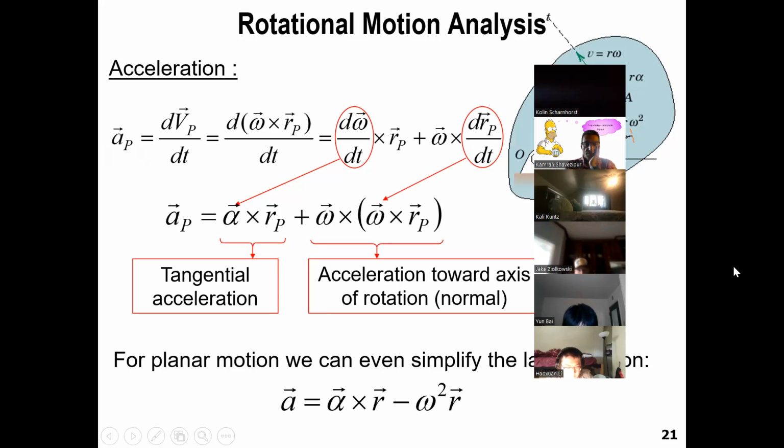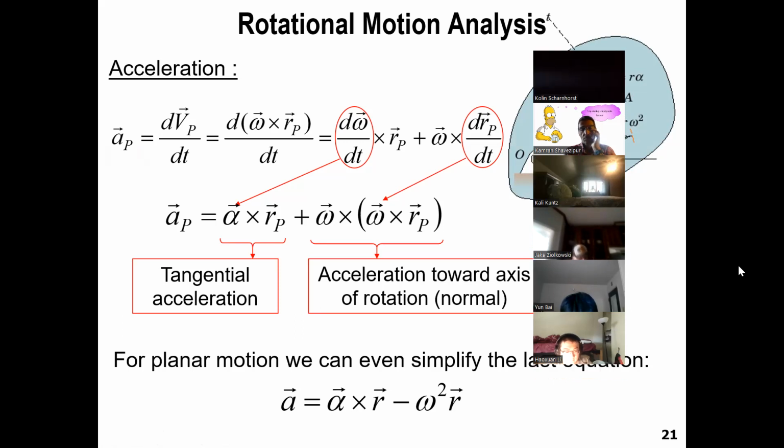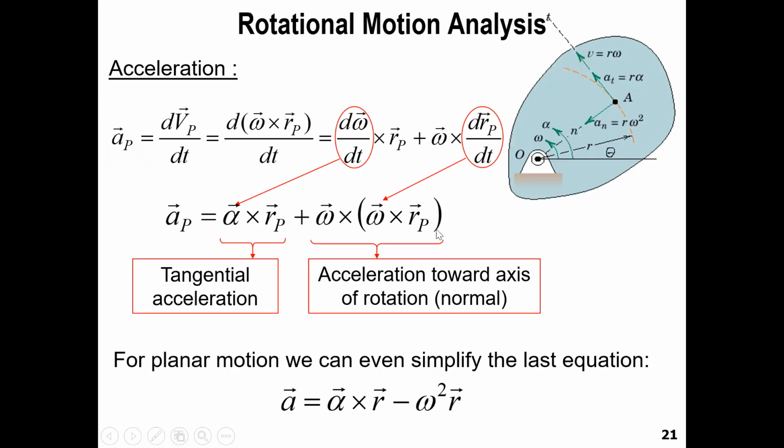Any question? Okay, good. So that's how you analyze rotation of a rigid body. You can pick any point on the rigid body, get the velocity from this expression and acceleration from this or this expression.